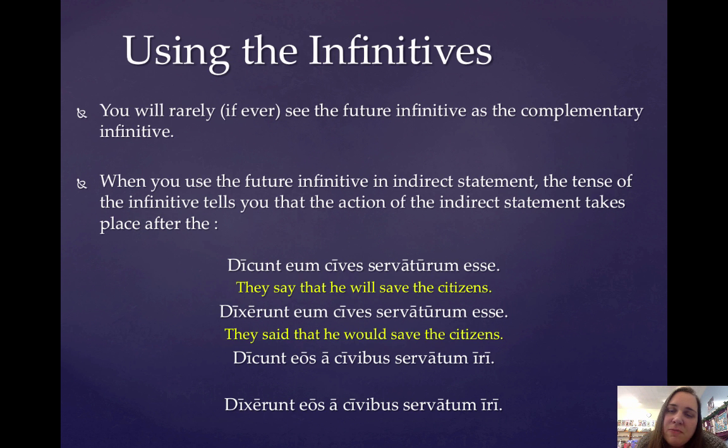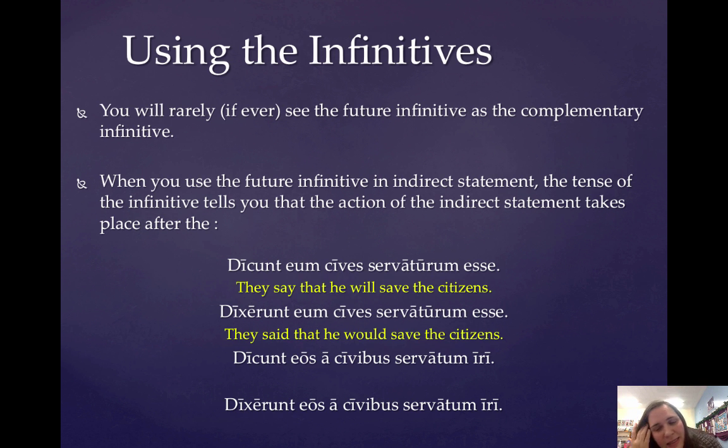When you have your main verb in the perfect or in the past tense, and you use a future infinitive in an indirect statement, you translate it in English as would do something. Whereas if it's a present main verb with a future infinitive, you translate that, he will do something, okay?